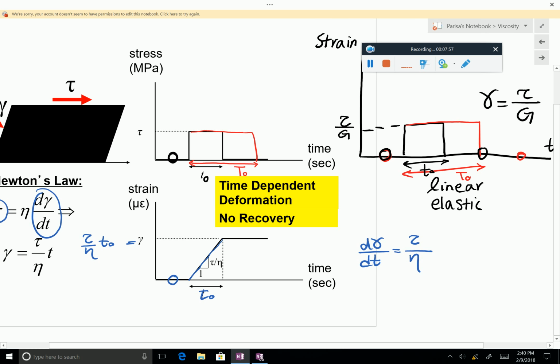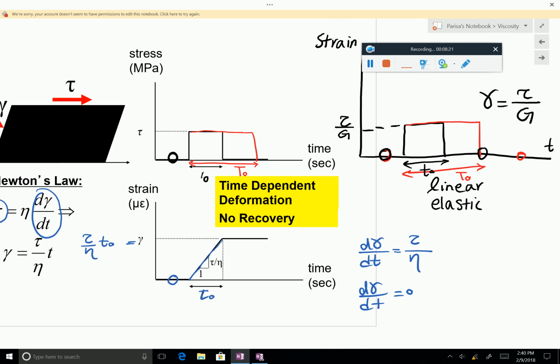And afterwards, when you stop the stress, I'm talking about the black loading. When you stop the stress, the rate of change will be 0. What does that mean? The rate of change would be 0. Nothing changes. So whatever I have stays the same.